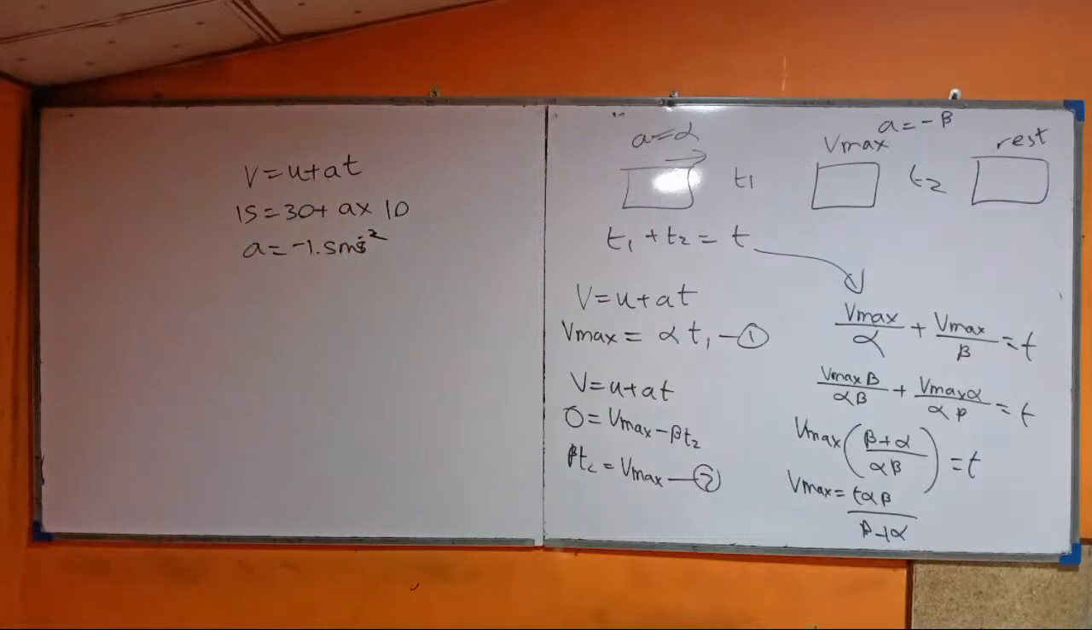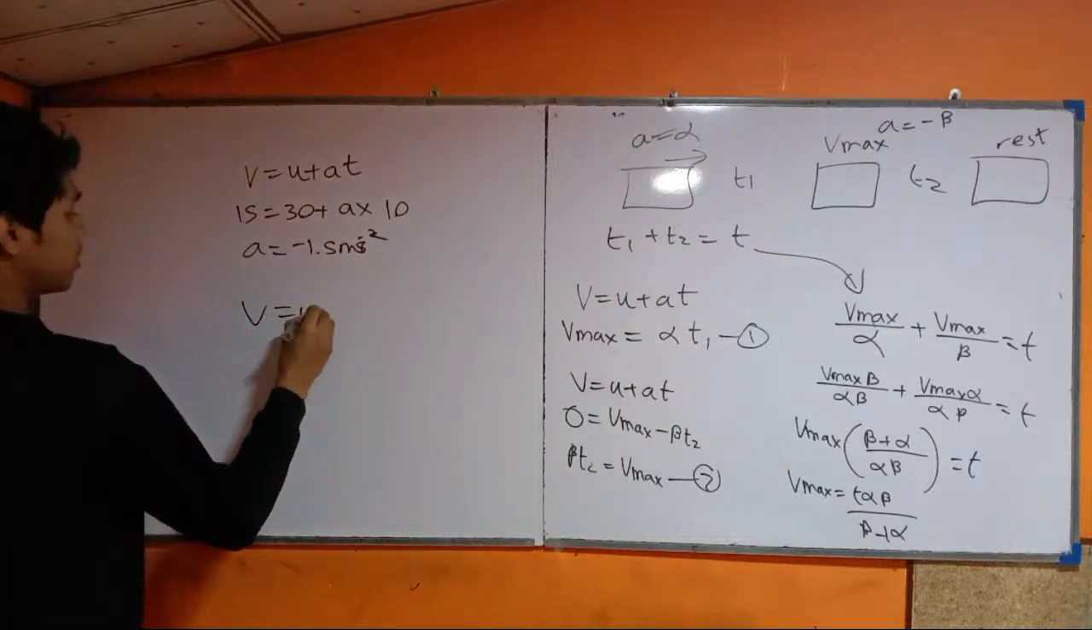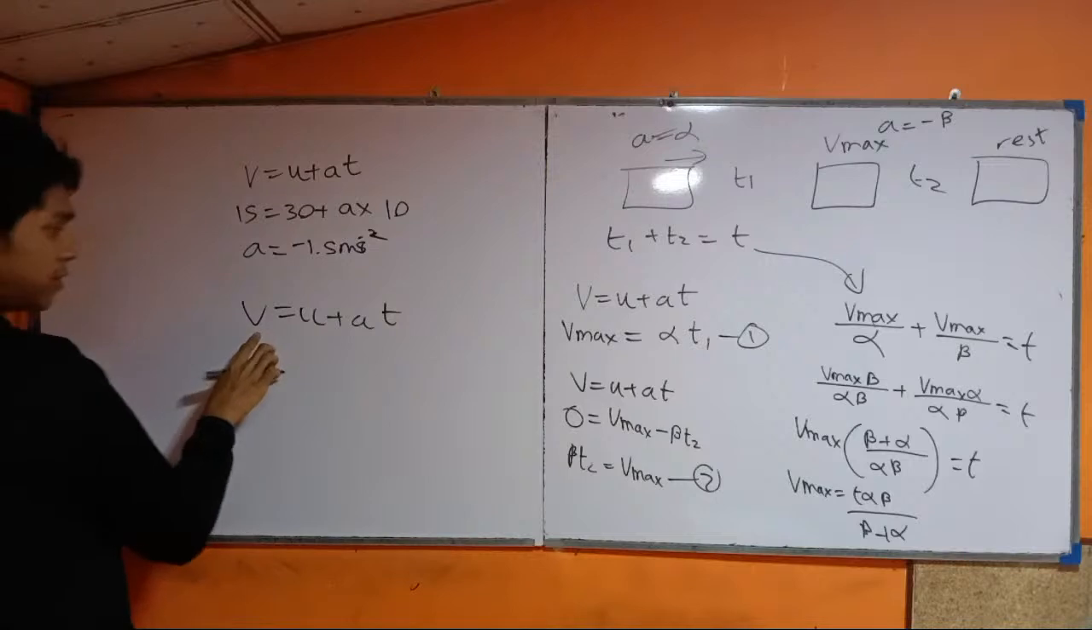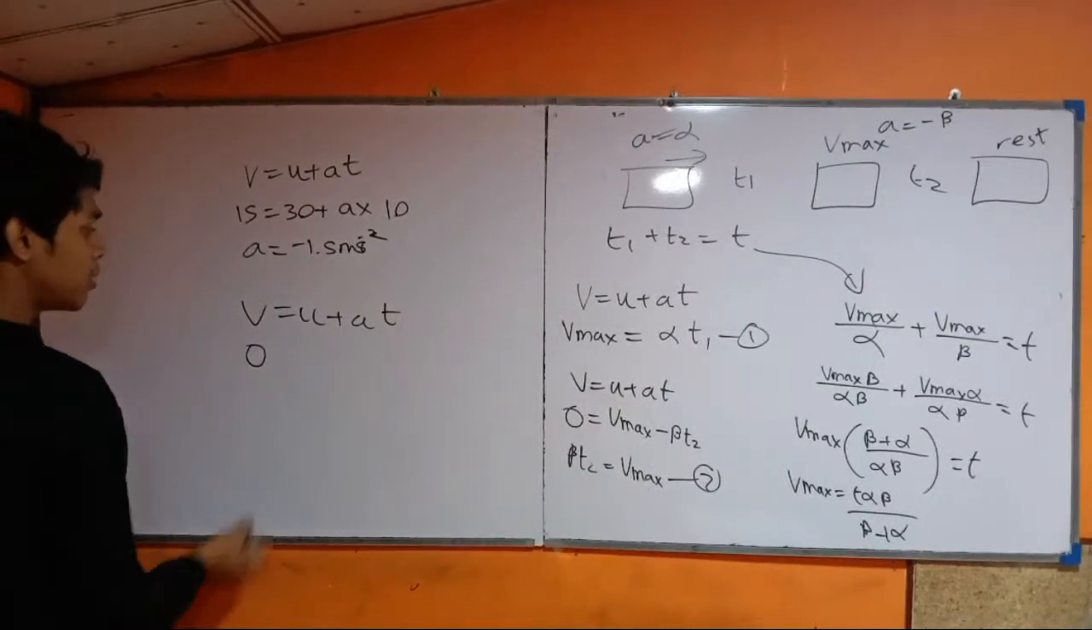Minus 1.5 meter per square second. Then what else? Then we should find after how much time the car comes to rest. Again, you should apply V equal U plus AT. Now the final velocity is going to be 0 because it's coming to rest.